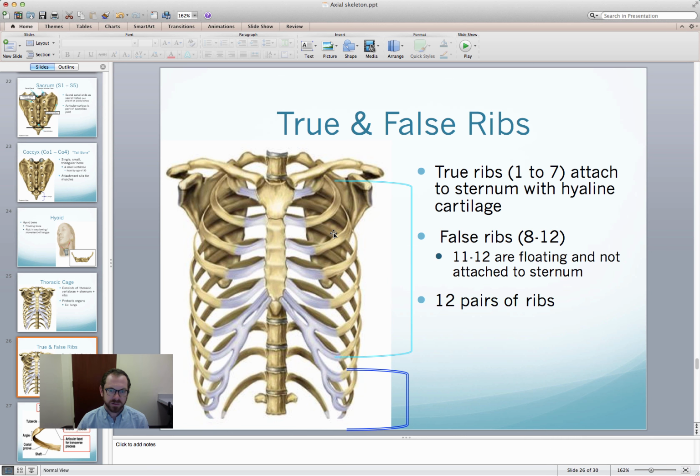Ribs 1 through 7 are called true ribs. And that's because they attach directly to the sternum via hyaline cartilage. Ribs 8 through 12 are called false ribs. And this is because they do not directly attach to the sternum via hyaline cartilage. They connect to other hyaline cartilage, which then connects to the sternum. And then ribs 11 and 12, shown down here, those are called floating ribs. And that's because they do not attach to the sternum at all.